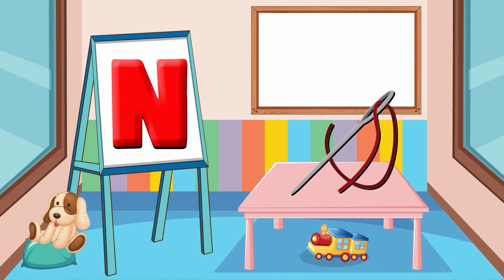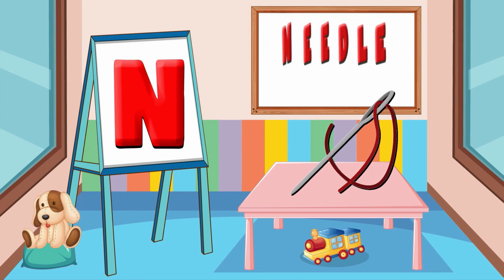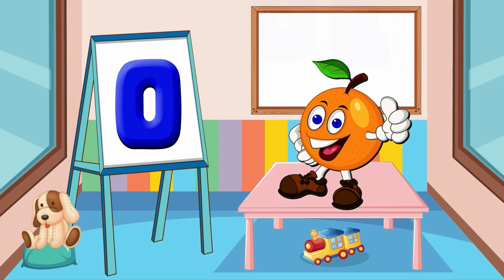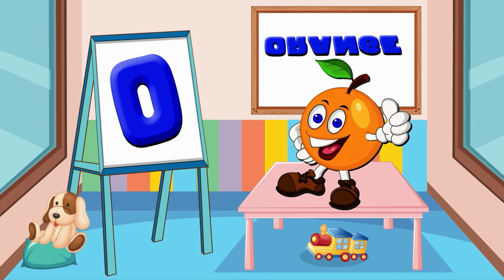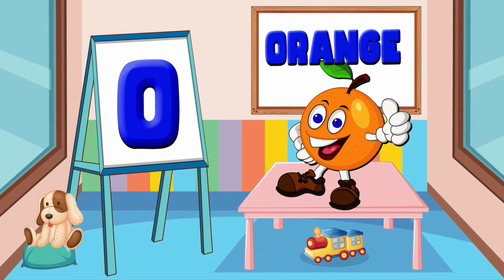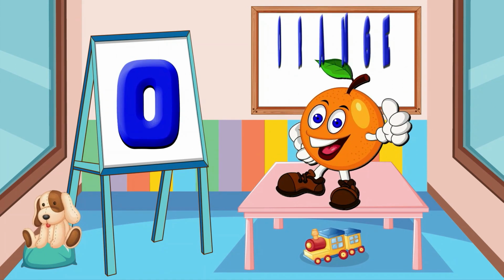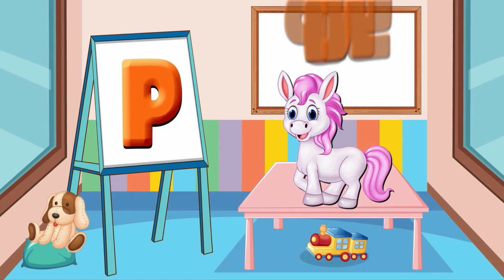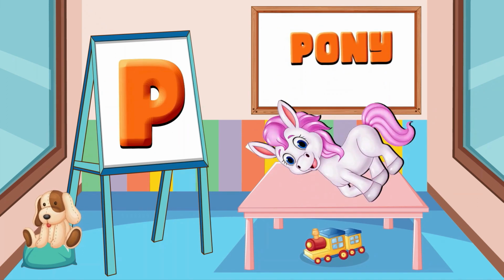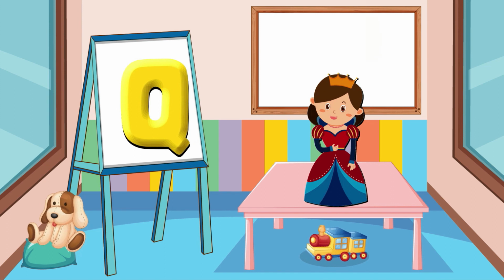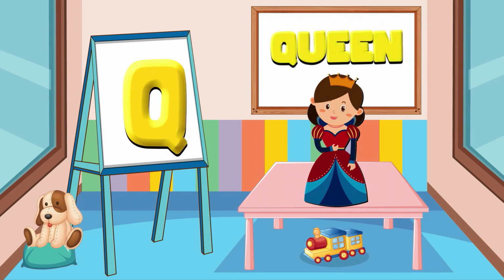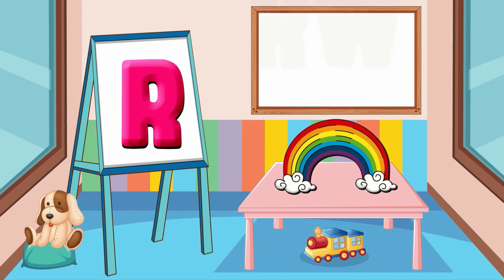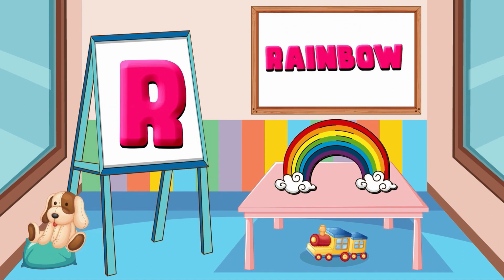N is for needle, n, n, needle. O is for orange, o, o, orange. P is for pony, p, p, pony. Q is for queen, qu, qu, queen. R is for rainbow, r, r, rainbow.